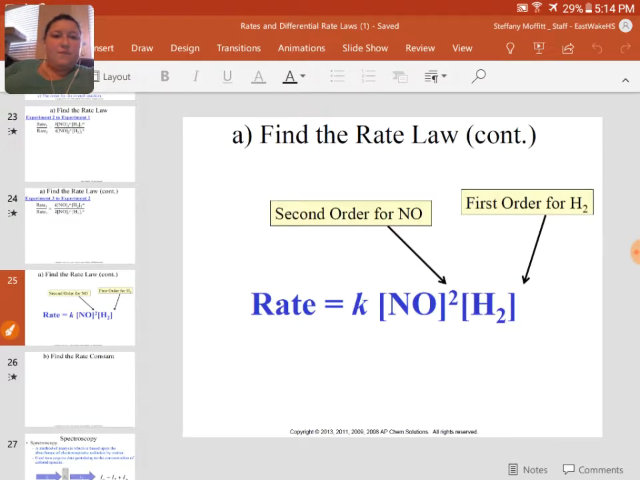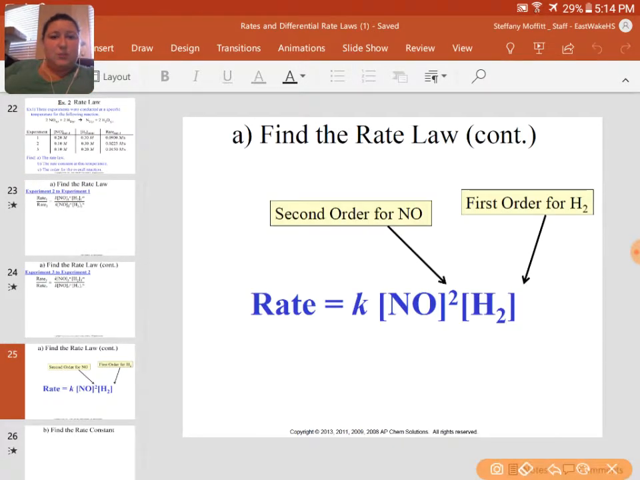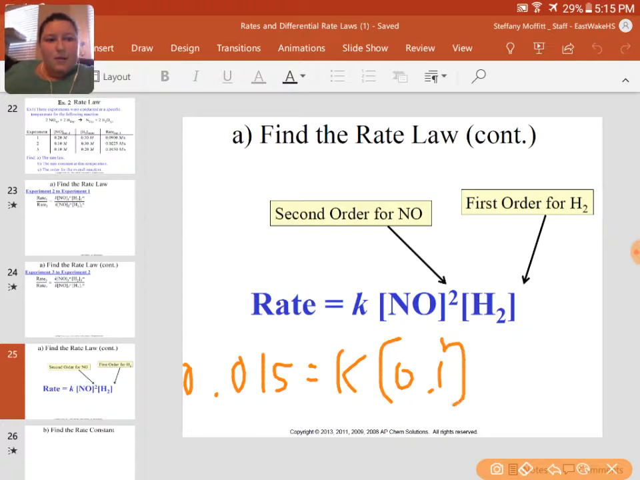From there, you can find, what is it asking for? The rate constant, and we can plug that in. So we can just pick one of the sets of data, any rate that we pick, let's just do experiment 3: 0.015 equals K, which is what we're trying to find, times the concentration of NO, which they said was 0.1, and that's squared, times H2's concentration, 0.2, and that's to the 1 power. You do all that math, and you'll just get K.